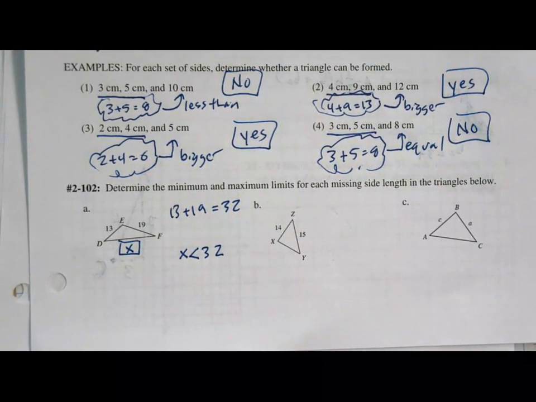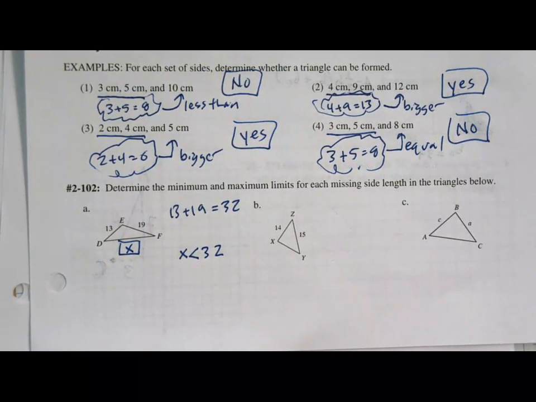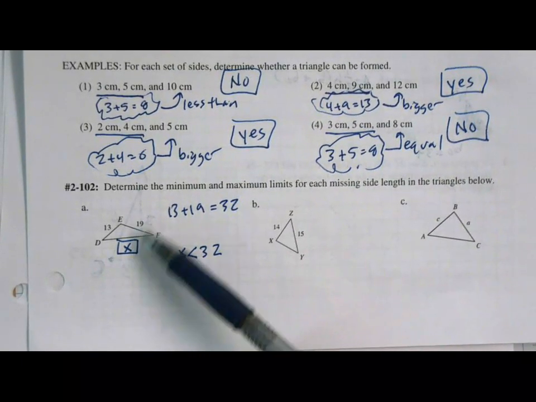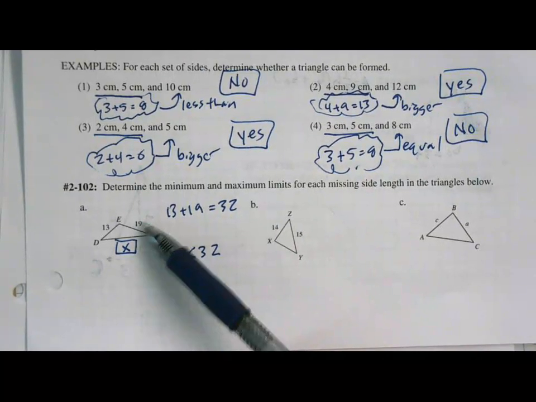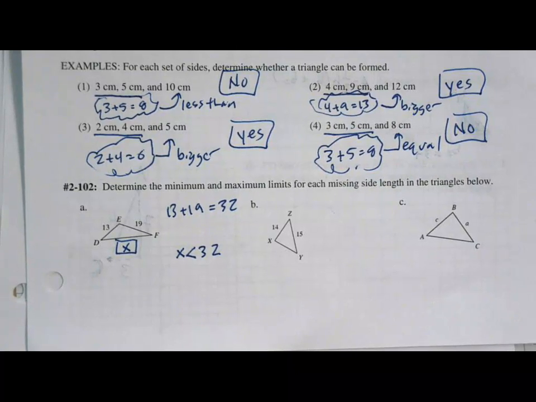That's if x is the big side. What if x is one of the small sides? If x is one of the small sides, then what would the big side be? If x is one of the small sides, then the big side would be 19. What's the smallest x could be so that it wouldn't break that triangle?